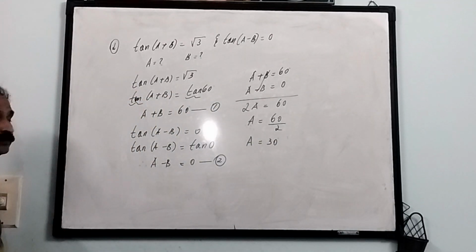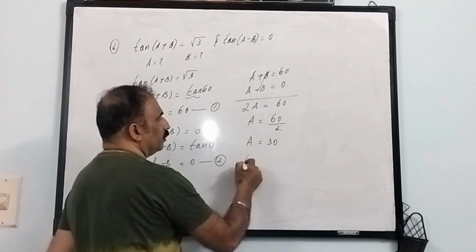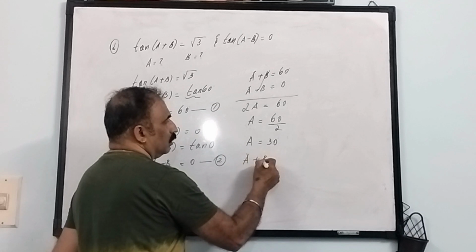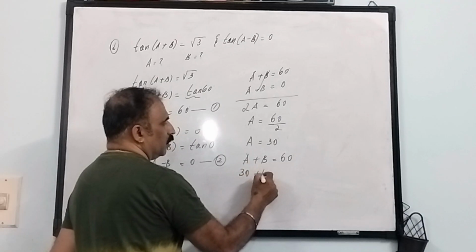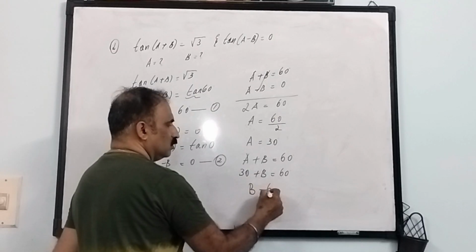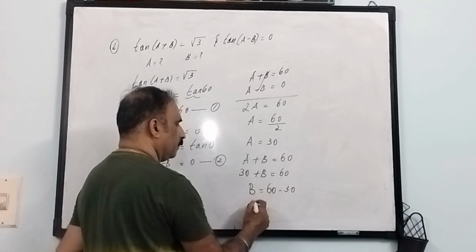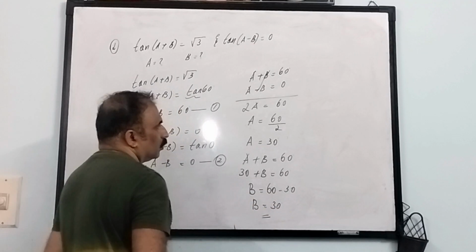Now further, you have to find B. Either take equation 1 or equation 2. If I take up equation 1, A plus B is equal to 60. The A value is 30, plus B is equal to 60. B is equal to 60 minus 30. The angle B is equal to 30 degrees.